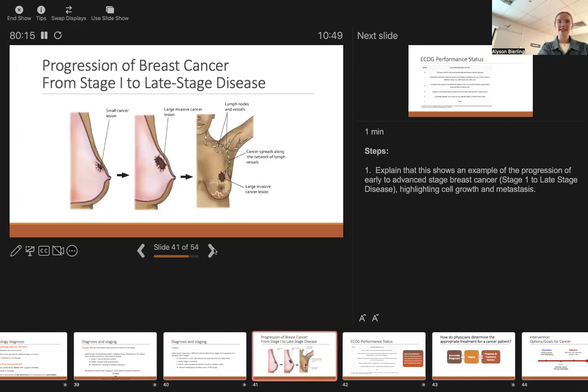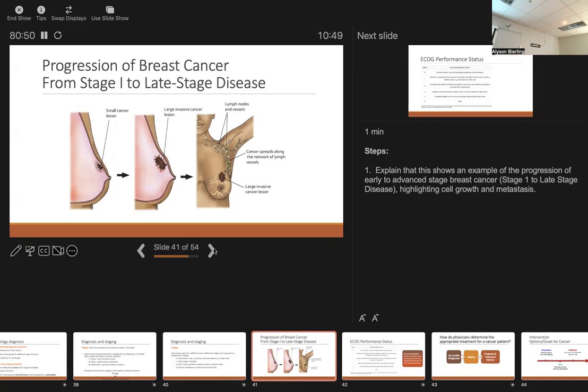All right, so this is just an example of a breast cancer patient who initially had a stage 1 cancer. You can see there's just a very small lesion, probably a T1. The tumor size is very small, so that would be stage 1. And then you can see over here the cancer has grown. This is a large invasive cancer lesion, maybe stage 2.